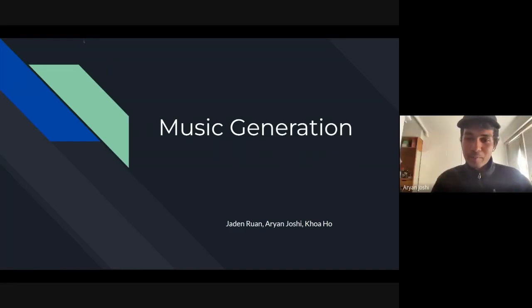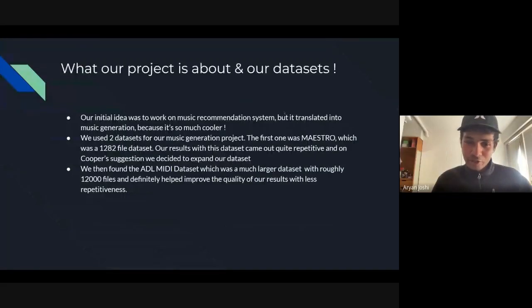Okay, so this is our project on music generation. I'm going to talk about basically our project and the data sets we used. Our initial idea was to work a bit on a music recommendation system, but we switched to music generation because we thought it's so much cooler.